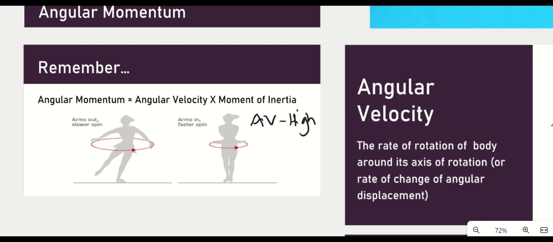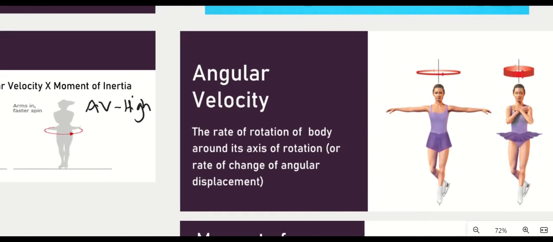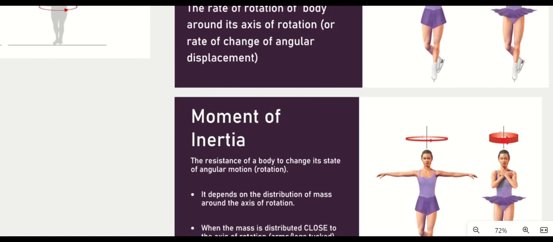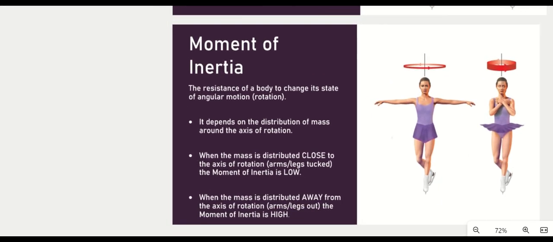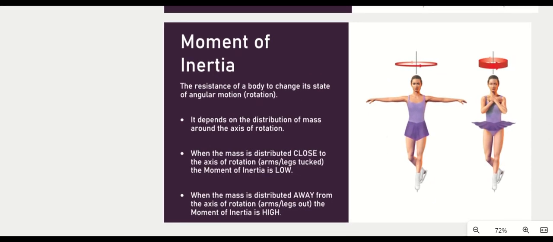That gives her time to get in enough rotations. So her angular velocity, when everything's tucked in, is high. Remember, I said they had an inverse relationship. Now, moment of inertia, let me just show you across here, is something to do with the distribution of mass around the axes of rotation.